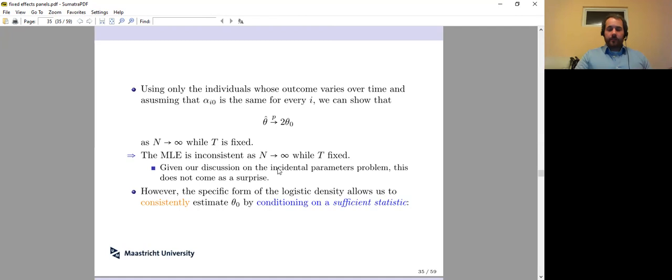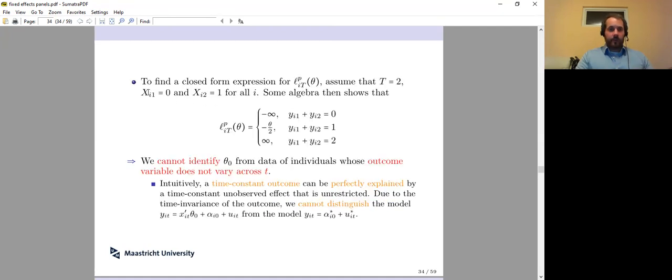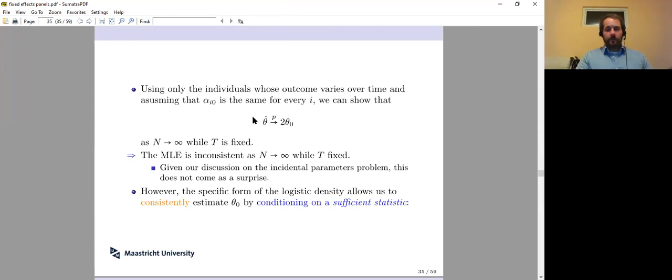Now, in this very simple example, where t is 2 and the x's are chosen like that, we can actually show that the MLE is inconsistent, and the inconsistency is pretty large. Theta hat converges to twice the true value. So this is pretty bad. Now, of course, this doesn't come as a surprise. We know that the MLE will be inconsistent.